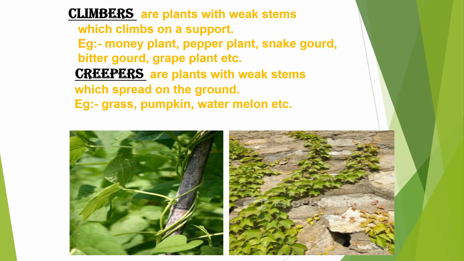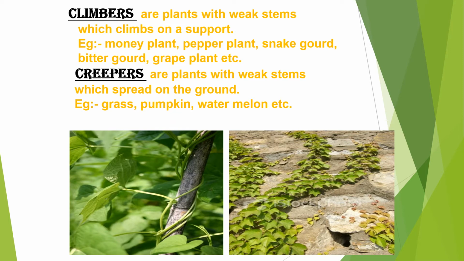Now, how are the creepers different? Creepers are also weak stem plants, but instead of climbing on support, they spread on the ground, and hence they are called creepers. Now, what comes under this category of plants? Certain grasses, pumpkin, watermelon, cucumber, all these come under the category of creepers. You can just observe the vegetation around your surrounding or near your house and just identify the different types of creepers and climbers. It's an interesting activity to perform.